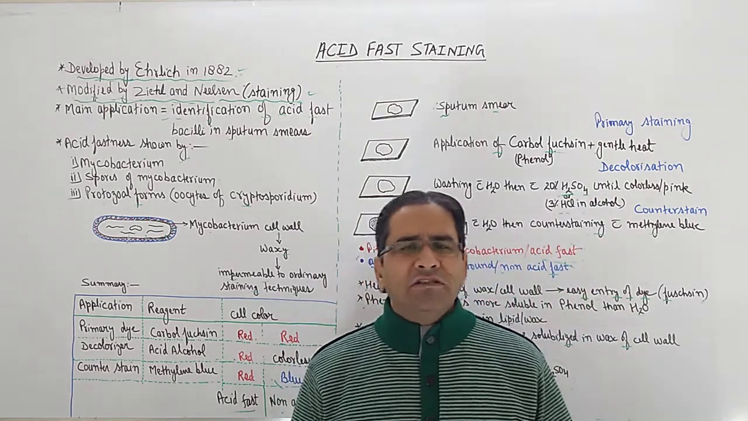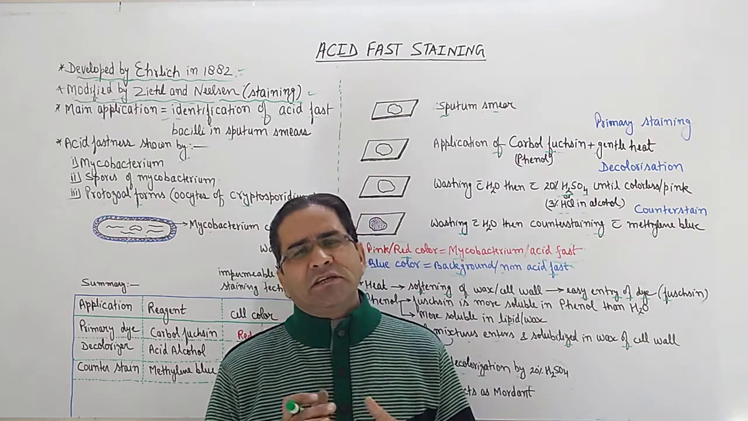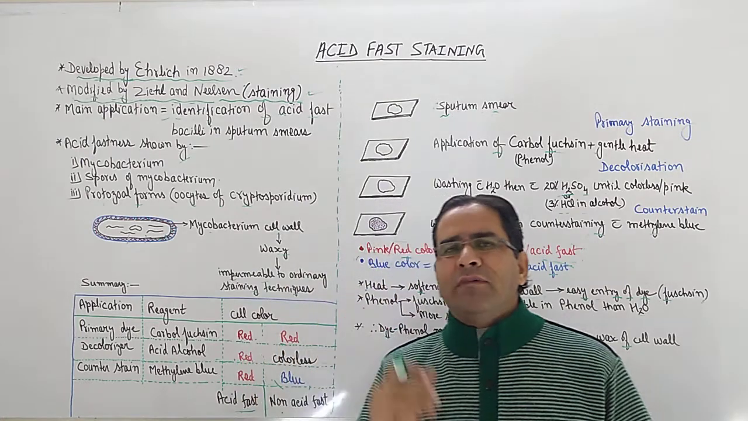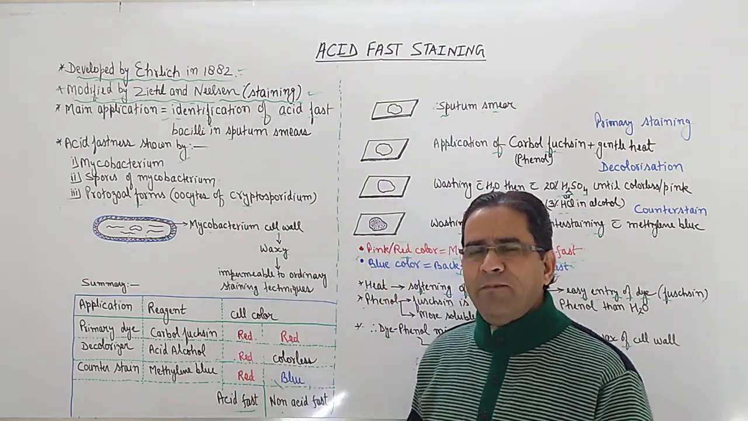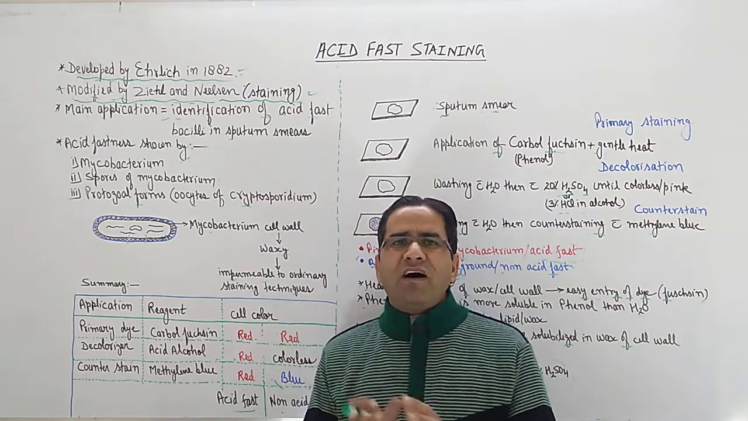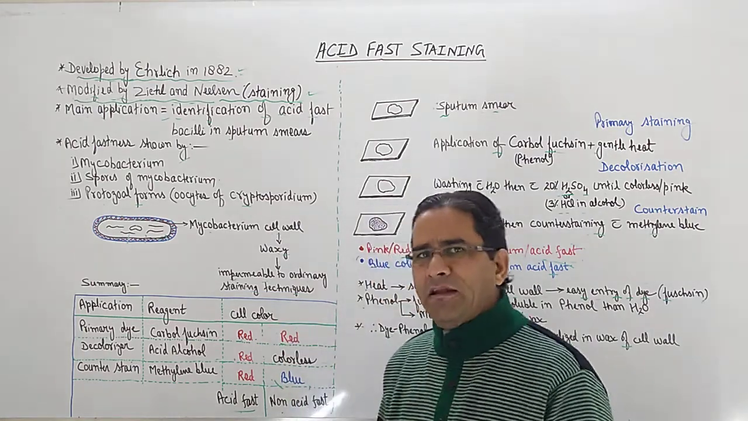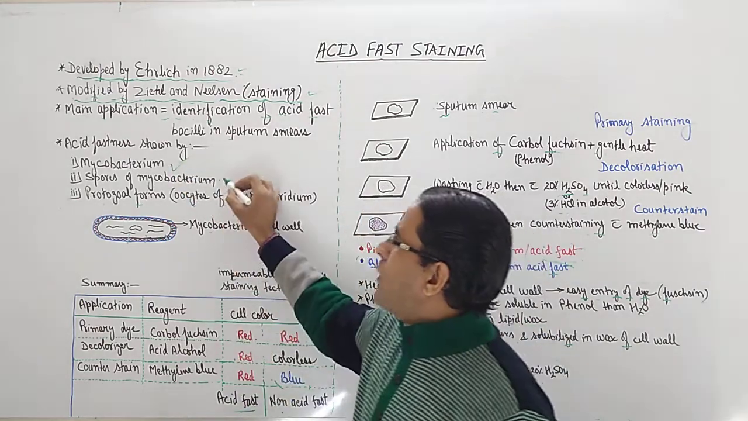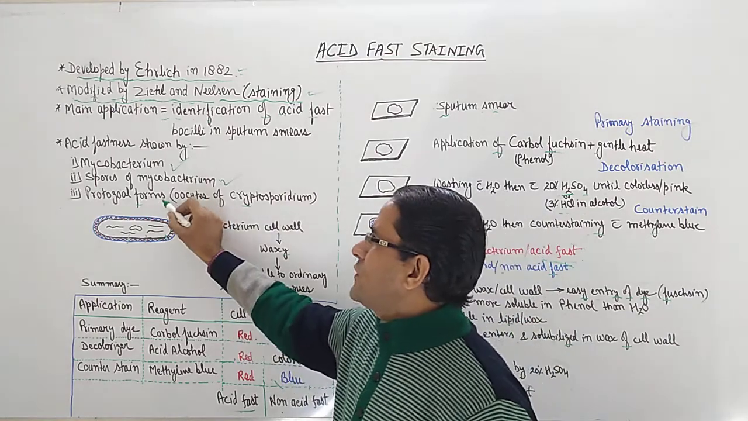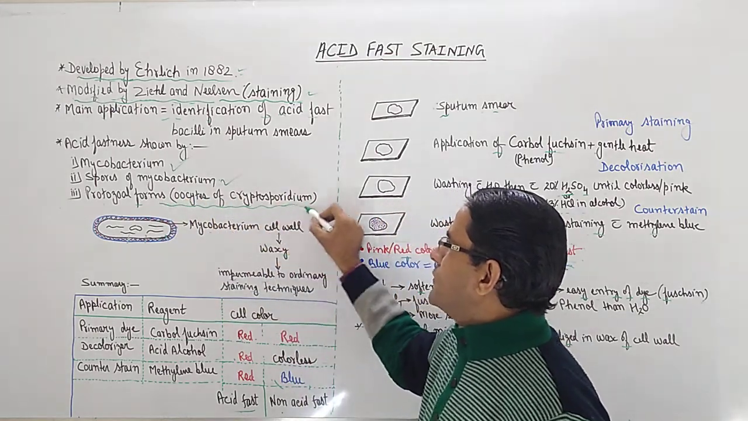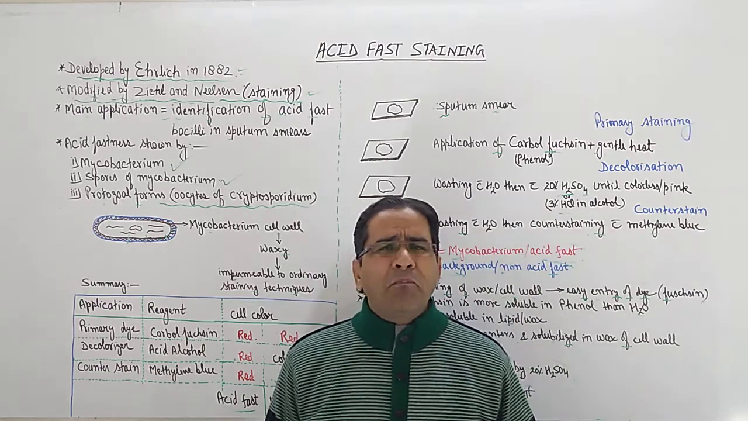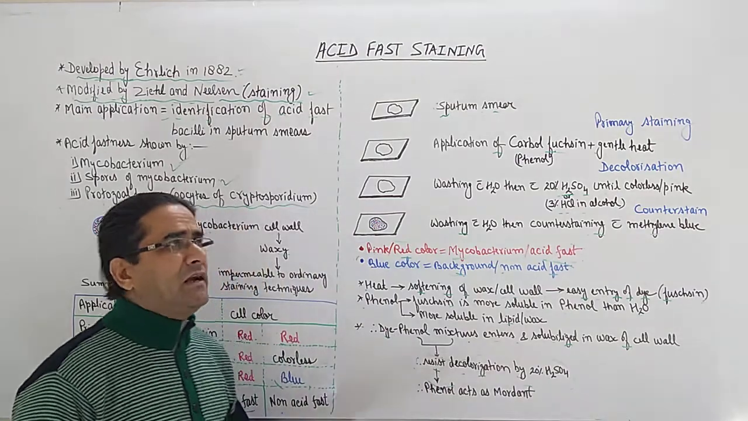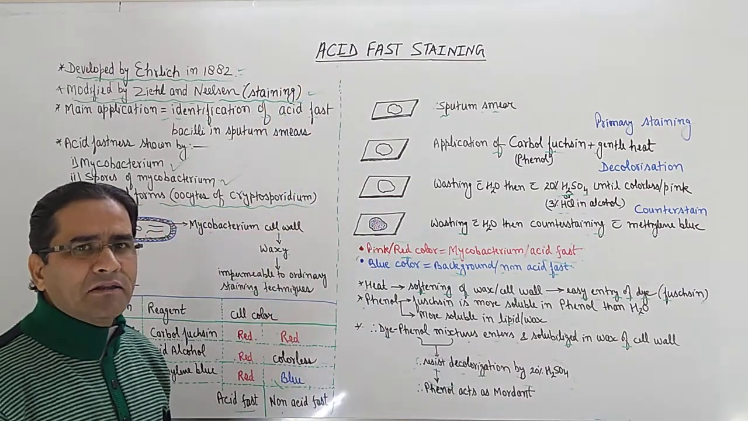Now, what is the main application of acid fast staining? As we have seen, special kind of treatment is required for certain microorganisms. So the examples of microbes which need this type of staining, or we can say this acid fast staining technique is used to stain, are Mycobacterium, spores of Mycobacterium, and protozoal forms, for example oocysts of Cryptosporidium. Now, what is peculiar about these microorganisms which will be stained by the acid fast staining method?